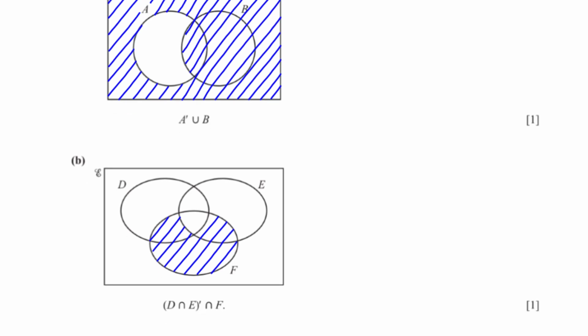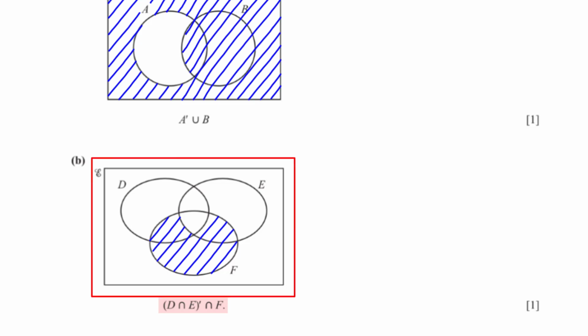Shade the region D intersection E complement intersection F. Intersection means we need to find the overlap region after shading the area outside D intersection E and the region in F. This is what the result should look like.